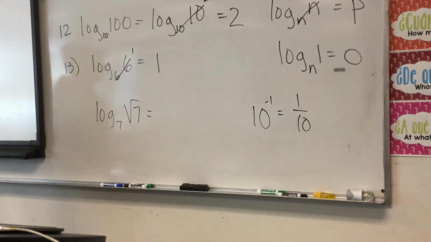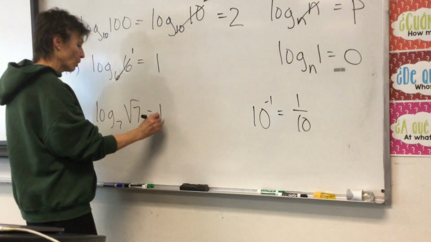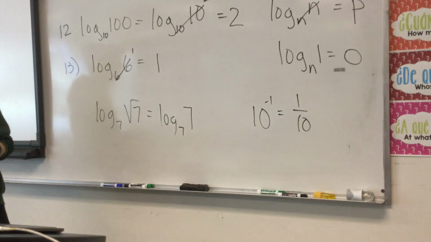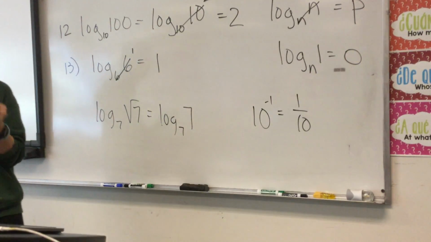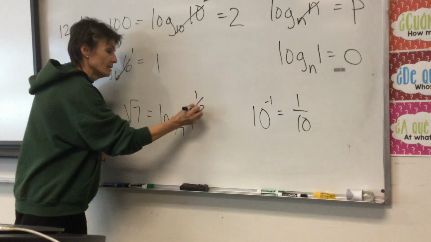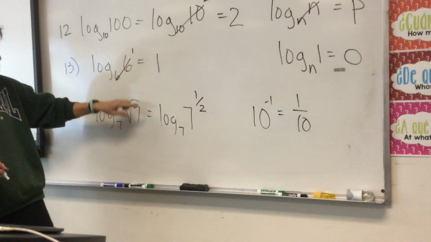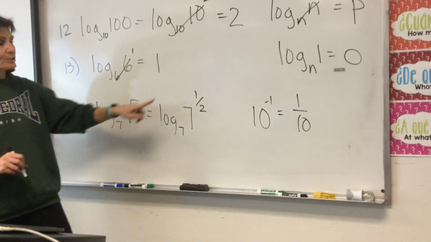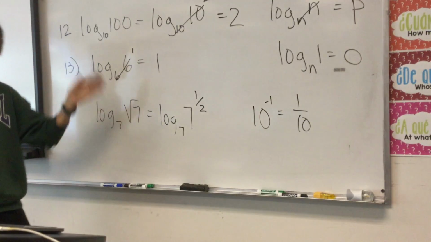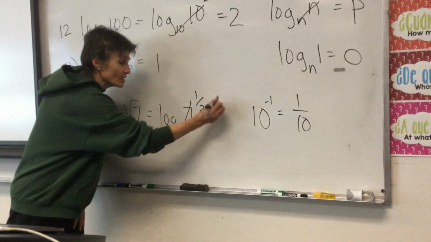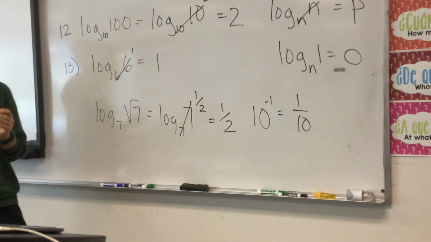Perfect. Now, what power is a square root, guys? It's a fractional power. What power would it be? 1/2. Radicals are fractional exponents. Square roots are 1/2, cube roots are 1/3, and so on. You have matching numbers, so the answer is 1/2.